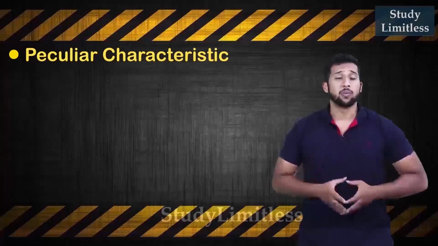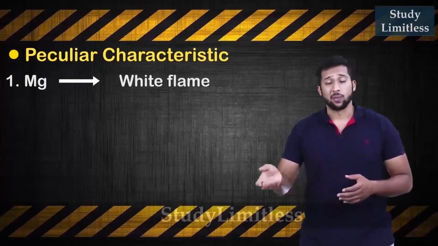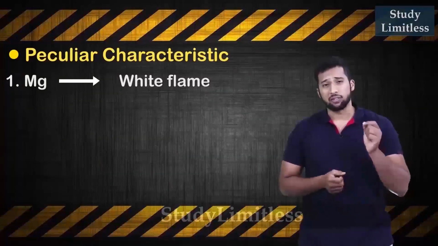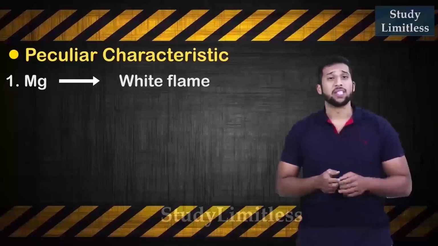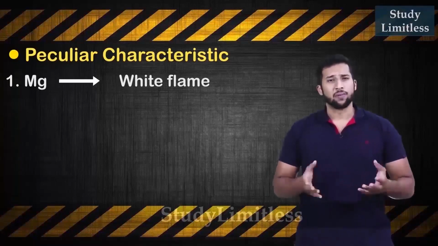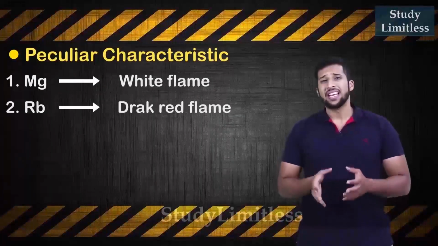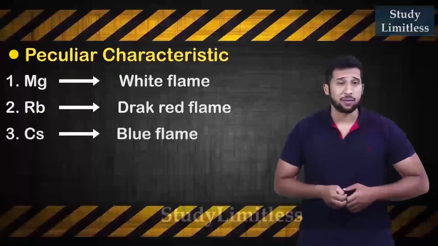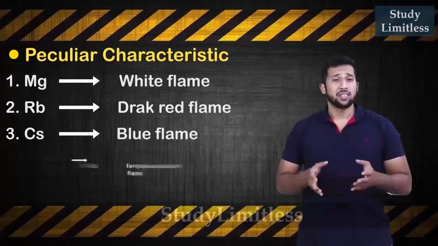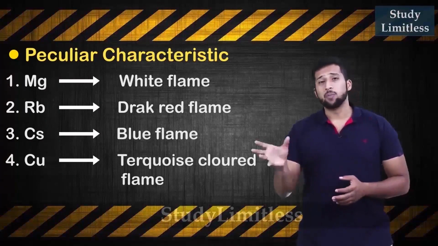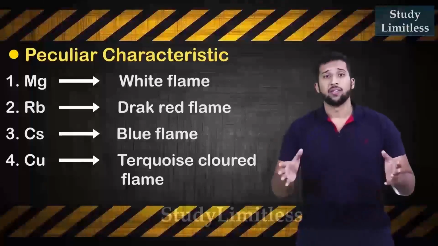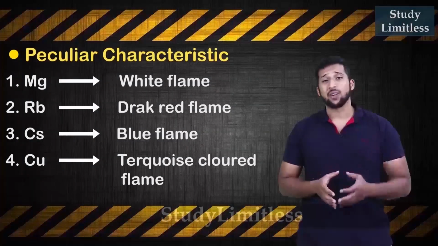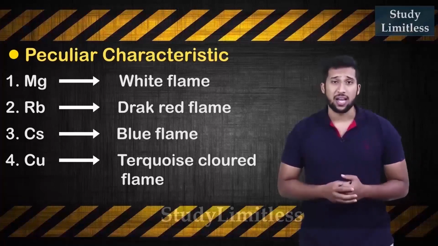Now, suppose you're burning magnesium in open air. Whenever you burn magnesium, you can see that there is a characteristic color of the flame, which is a white dazzling flame. Then when you burn rubidium, what you get is a dark red flame. Or when you burn cesium, you can get a blue flame. Similarly, copper also gives out a light bluish turquoise colored flame. Now, these flames are used to understand which element is present in your sample.